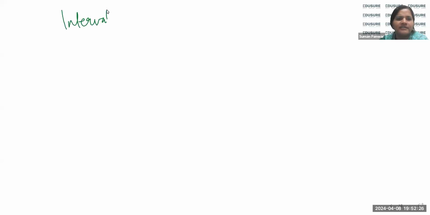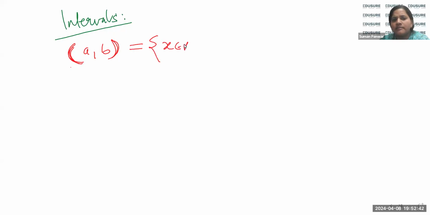So we have intervals. Okay. So we have 4 kinds of intervals. First is (A, B). These are known as open brackets. It consists of all the real numbers such that A < x < B. And if I want to make this on a real line, this is my A, this is my B. A and B are not included. Therefore, I am making a hollow circle on A and B.